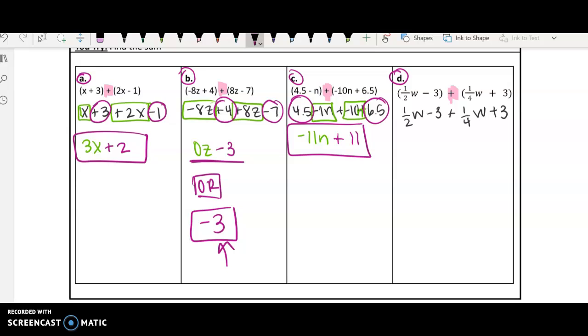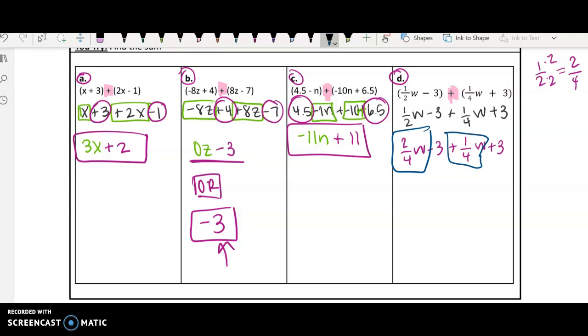Next one, we have to make common denominators. So 1/2, I'm going to multiply it by something to give me something over 4. So I'm going to multiply by 2 on top and bottom. So that gives me 1 times 2 is 2, 2 times 2 is 4. So this is now 2 over 4w minus 3 plus 1/4 w plus 3. 2/4 w plus 1/4 w. 2 plus 1 is 3 over 4. Keep my w.